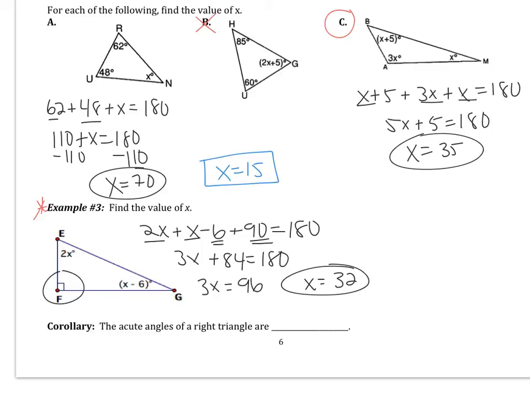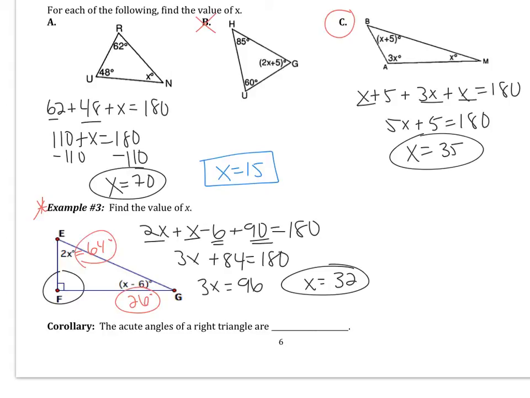Okay. Now this example is going to lead us into our next idea, our next corollary. So let's substitute that 32 into our triangle. 2 times 32 will give me 64, and then 32 minus 6 will give me 26.